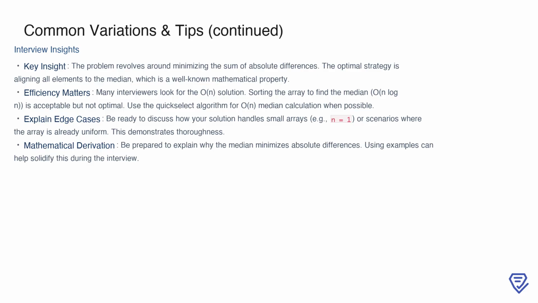Another important aspect is explaining edge cases. Be prepared to discuss how your solution handles scenarios like an array with just one element, or when the array is already uniform. This shows that you've thoroughly considered all possible inputs. Additionally, interviewers may ask you to justify why the median is the optimal choice for minimizing absolute differences. Being able to mathematically derive and explain this property, possibly with examples, can leave a strong impression during the interview.